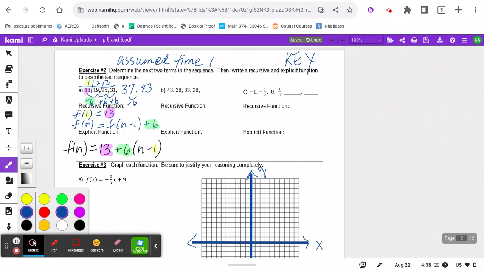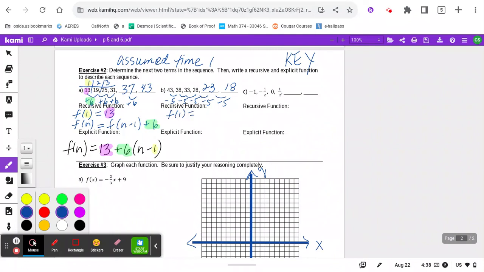Great job. Let's see how you did on the next one. If we're not sure what this one is going down by, grab a calculator. 38 minus 43. 33 minus 38. 28 minus 33. I hope you got that this was minusing 5. So 28 minus 5, did you get 23? 23 minus 5, did you get 18?